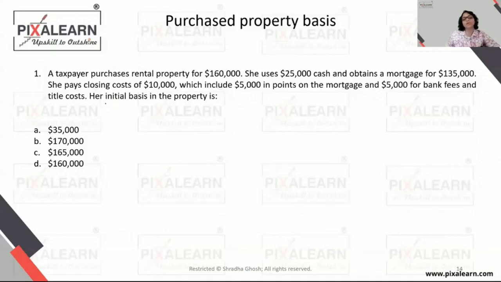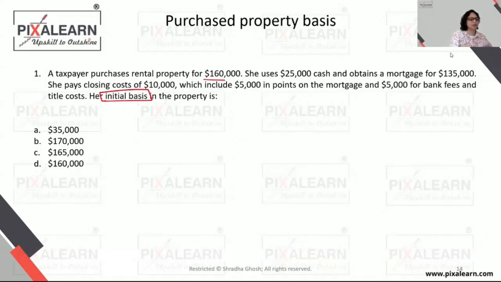The call of the question is, what is her initial basis in the property? A taxpayer purchases rental property for 160. She uses 25,000 cash and obtains a mortgage for 135. She also pays closing costs of $10, which would include 5,000 in points on the mortgage and 5,000 for bank fees and title cost. What is her initial basis in the property? Can you tell me what is the initial basis in the property?